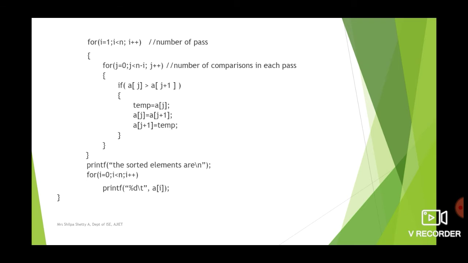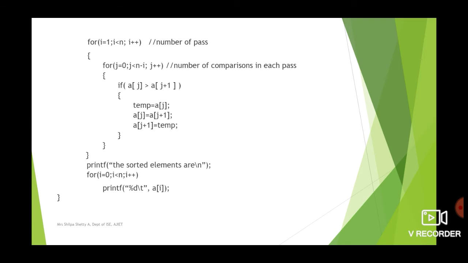In the second pass, already the largest element is in the last position, so no need to compare that element with any of the other elements. So the comparison will be 1 with 2, 2 with 3 and 3 with 4, that is 3. In the third pass, the 2 largest elements are stored in the last 2 positions. So the comparisons will be now only 1 with 2 and 2 with 3. In the next iteration, 3 elements are already sorted. So the comparison will be only between the first and second element. So that's when we finish sorting our array.